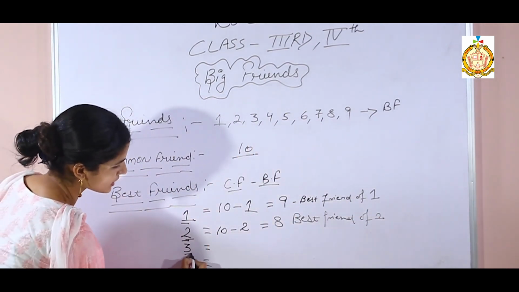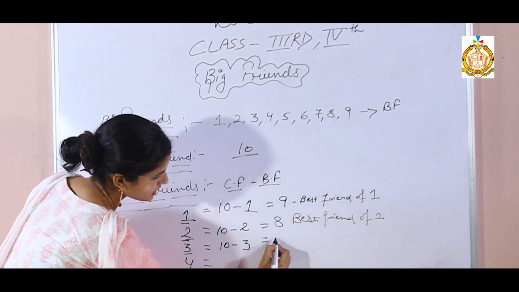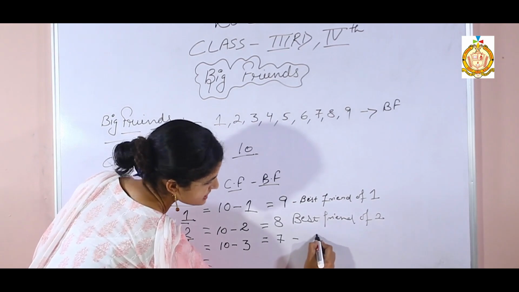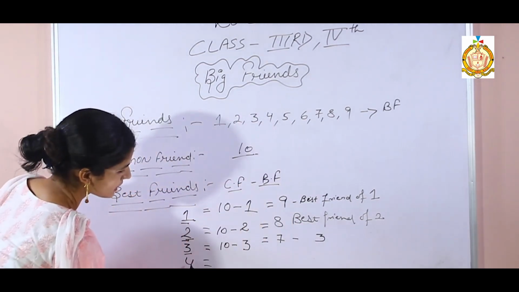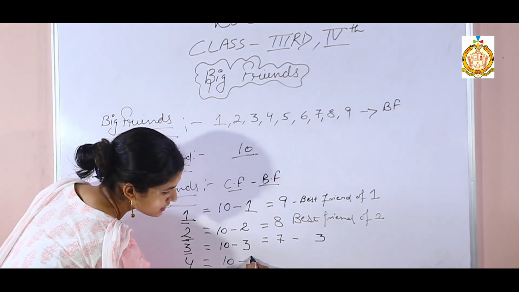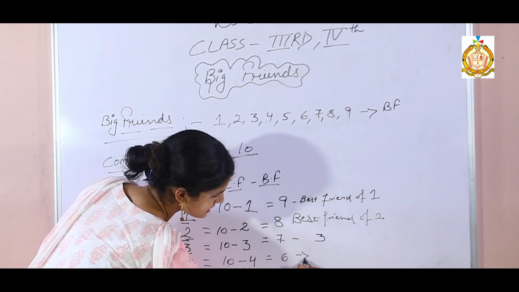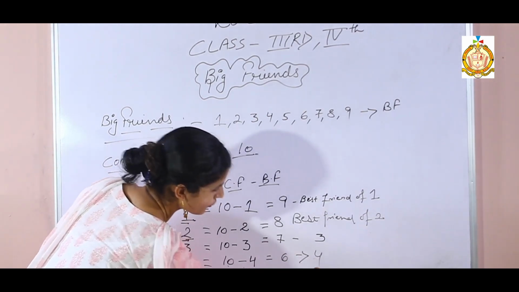Next number is 3. From the common friend subtract the big friend. 10 minus 3, your answer is 7. 7 is the best friend of 3. 4. From the common friend subtract the big friend. 10 minus 4, your answer is 6. 6 is the best friend of 4.